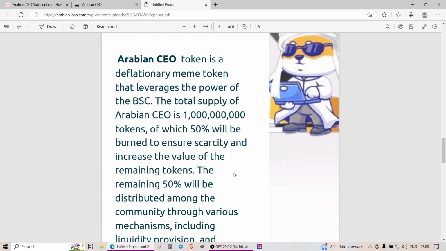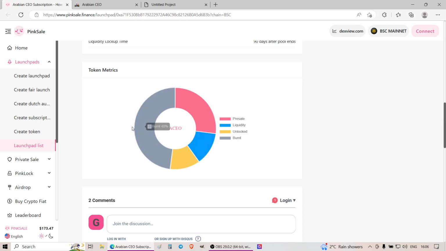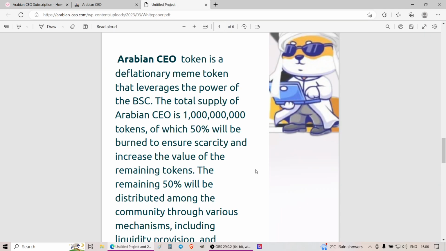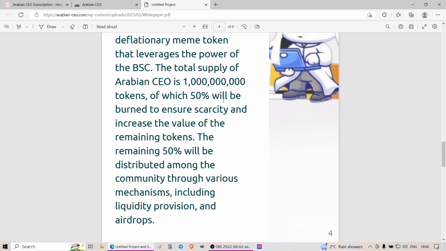When it comes to the tokenomics, as they mentioned, of the total supply, 50% will be burned. Once again, there is a mistake. The amount of the tokens that they will burn is 48%. And according to them, this burn will ensure scarcity and increase the value of remaining tokens, which is also a lie.